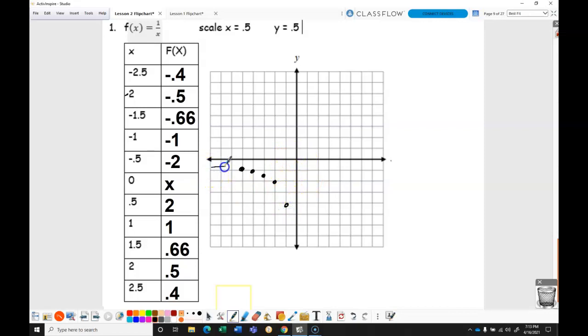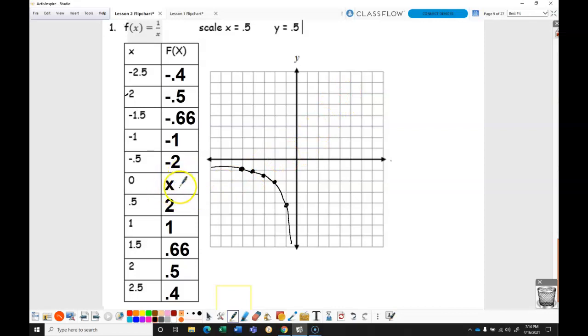So we're seeing this branch. You don't necessarily have to finish this connection as we go, like I'm showing, but that is the connection on there. And then I can do the upper branch, which, you can see, is all positive numbers, so it'll fall up in the first quadrant.